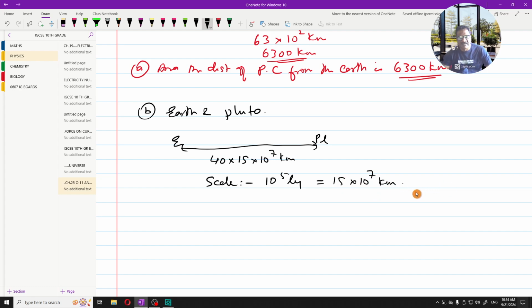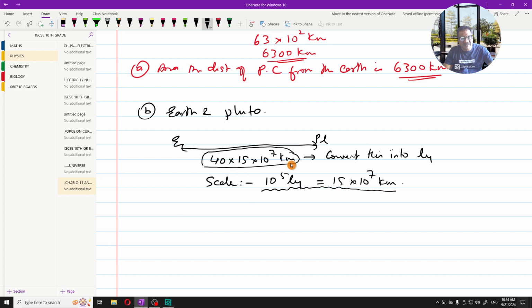Okay. Now this much kilometer you will have to find. You have to convert it according to the scale. So first, this particular distance in kilometer, you convert it into light year. So convert this into light year. So this is the scale. This will be used later.